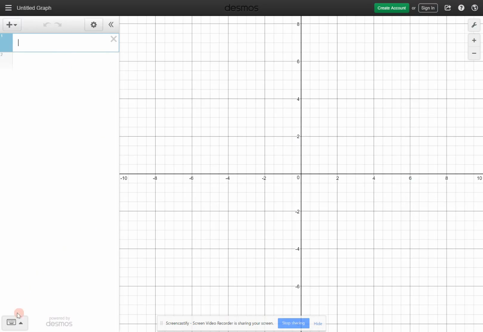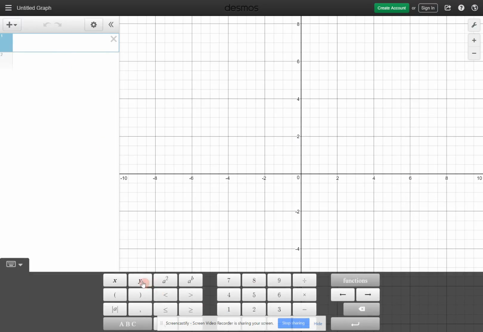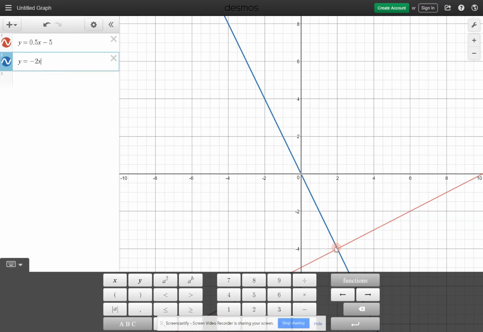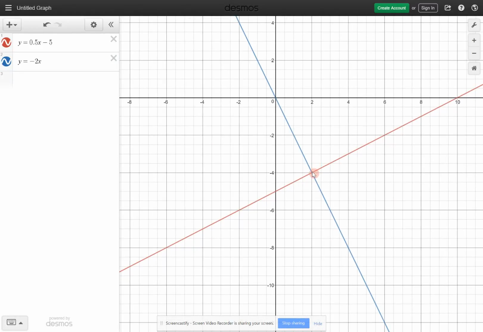Well, here I type in my equations. So first equation is y equals half of x, so 0.5 x minus 5, and the other equation is y equals negative 2x. And here on the graph, I can see that they intersect at this point 2 and negative 4. So my solution is verified.